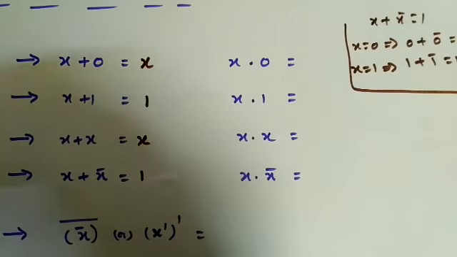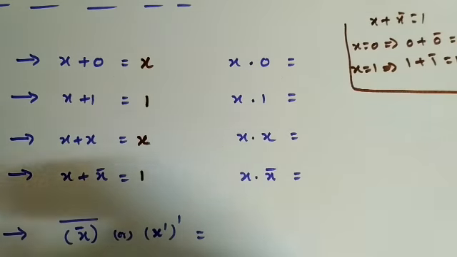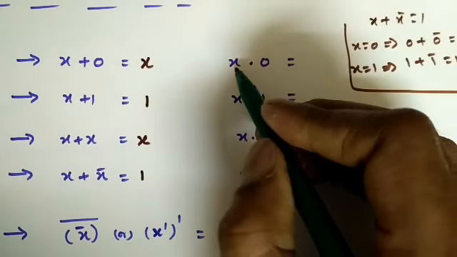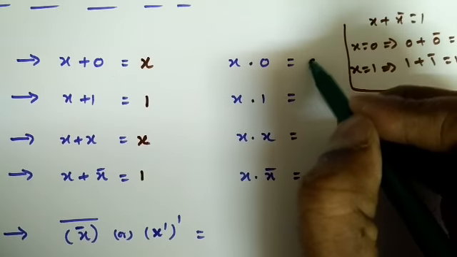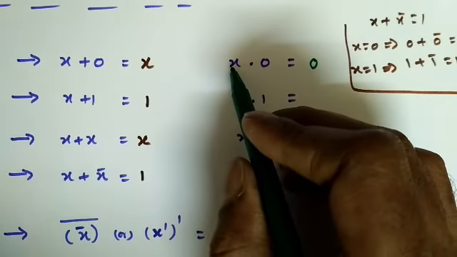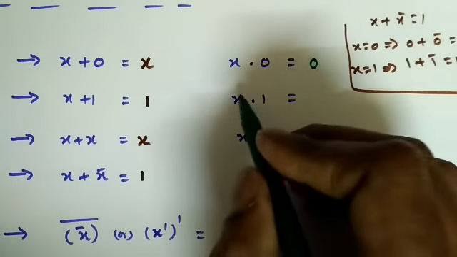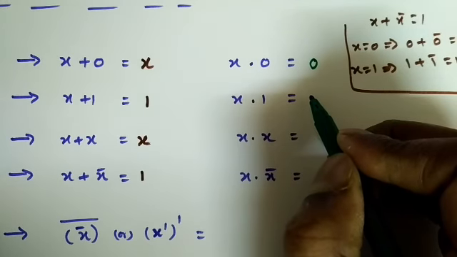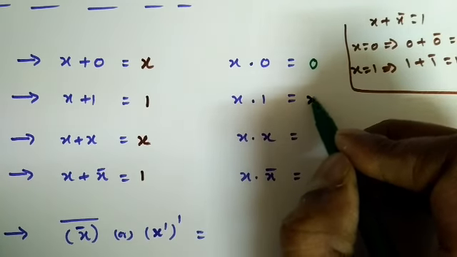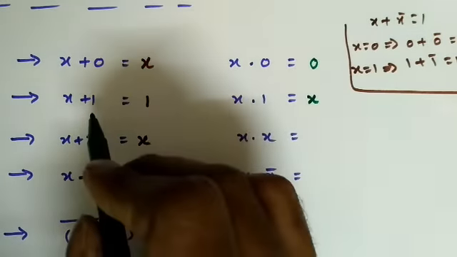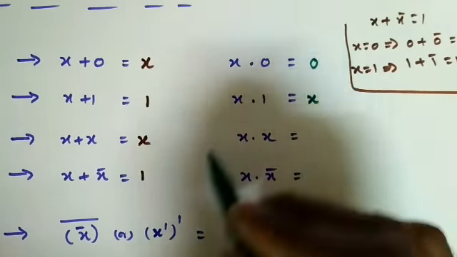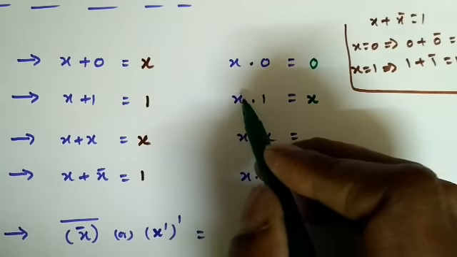Similarly, if we go for the AND operation, x into 0 will always give 0 only. You can verify: if I take x is equal to 0, then 0 into 0 is 0, or 1 into 0 is 0 only. Similarly, if it is x into 1, we will get x, right? Here it is 1, but here x. The reason is, suppose x is equal to 0, what is 0 into 1?